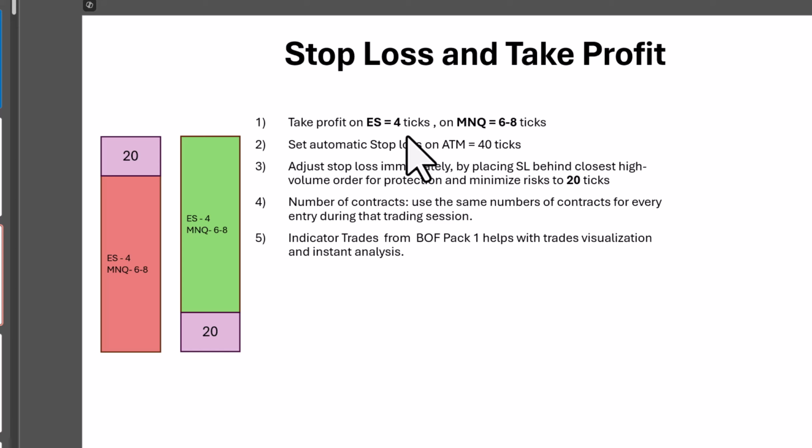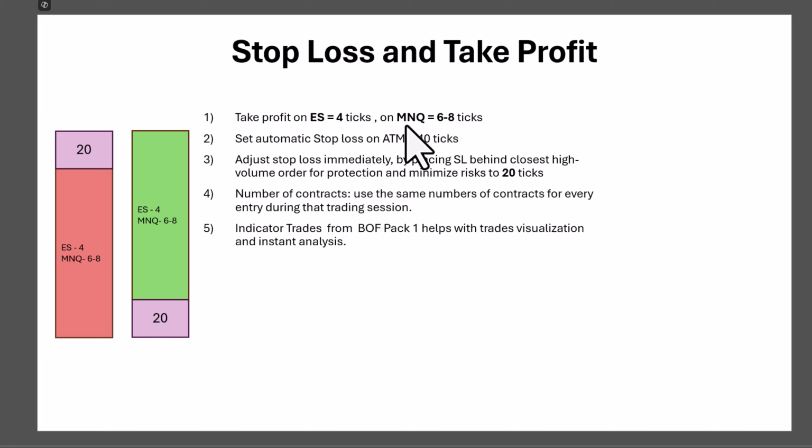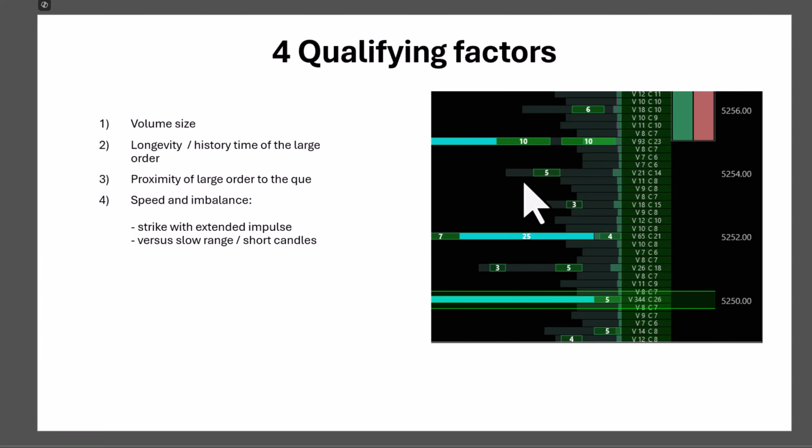But on the MNQ or NQ, it is 6 to 8, and practically 10 to 12 ticks with the current volatility. Now I'm putting my stops at 40 ticks with the ATM and then immediately reducing it to 20, because I need more room so price doesn't kick me out of the trade immediately.